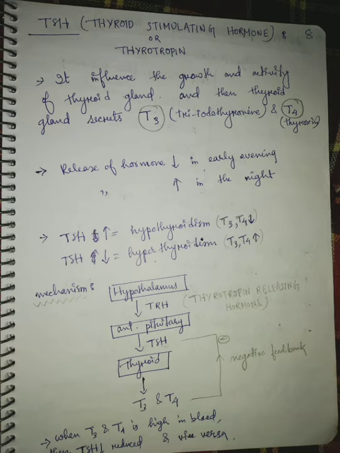And vice versa, when our body has less T3 and T4, our body needs more TSH to stimulate the thyroid gland to secrete T3 and T4. This is the mechanism.